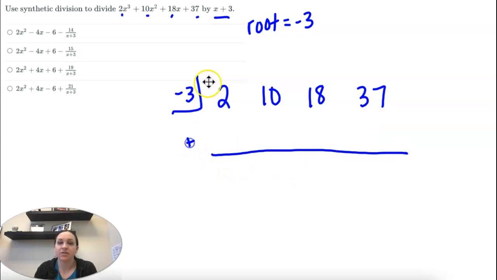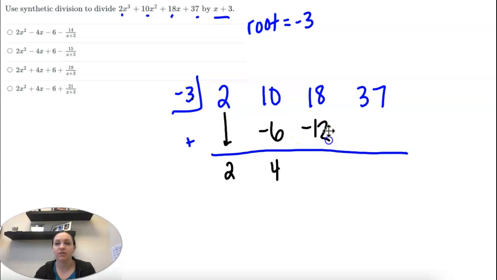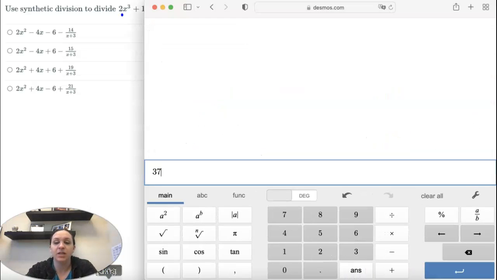Leave some space because we're adding. First step, bring down the first one, so 2. And then multiply. 2 times negative 3 is negative 6. Add. 10 plus negative 6 is 4. Multiply. 4 times negative 3 is negative 12. Add. 18. So 6 times negative 3 is negative 18. And then add. 37 minus 18 is 19.